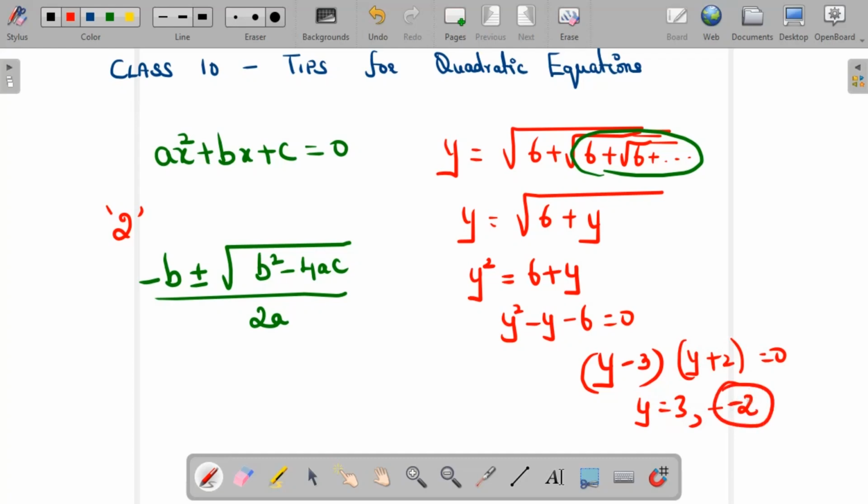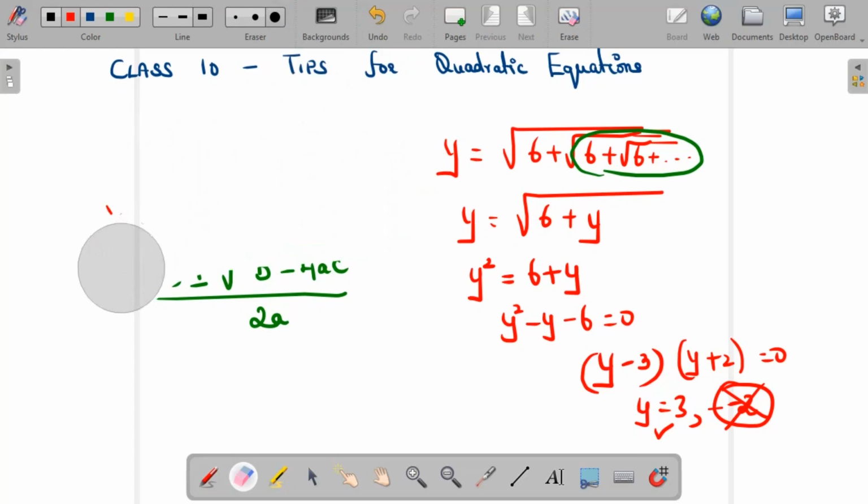For the case of minus 2, y cannot be minus 2. Why? Because it's actually sitting inside the root. You don't have a negative number that can come inside a square root. So we will discard the value of minus 2 and say y is equal to 3. So this is a special case of sums to solve using quadratic equations. Now let's take up another case of problem.